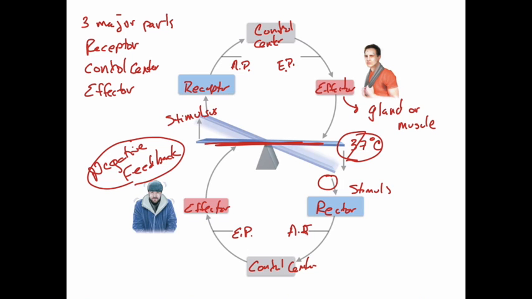Now remember, the original stimulus was pressure, and in this example, what has happened is we've increased the pressure. We have taken it further away from the set point, and that is an example of positive feedback. That loop will continue until the baby is born. Positive feedback mechanisms always enhance the original stimulus, taking you further away.